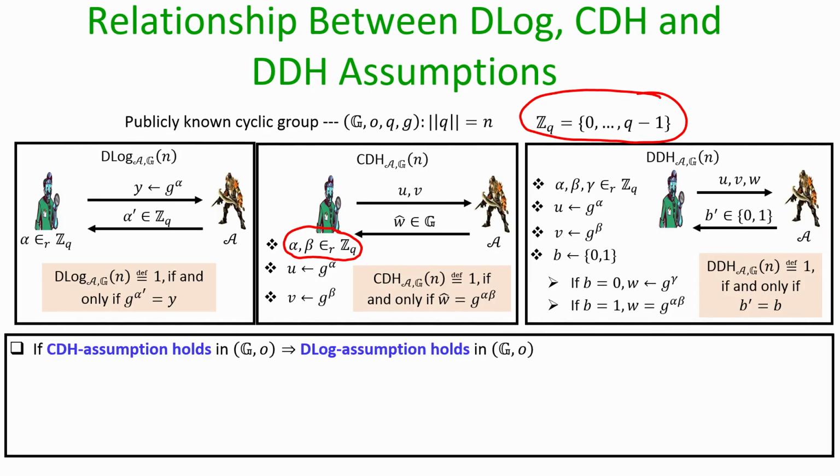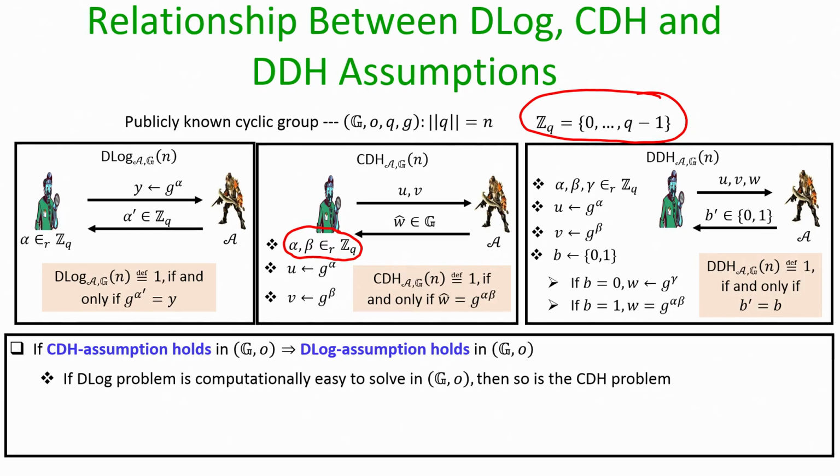So, now let us first try to see the relationship between the D-log assumption and the CDH assumption. It turns out that if the CDH assumption holds in the group G, then it implies that the D-log assumption also holds in that group. Put another way, in the contrapositive of this implication, if the D-log problem is computationally easy to solve in the group, then using that algorithm it is very easy for any polytime adversary to solve the CDH problem as well in that group.